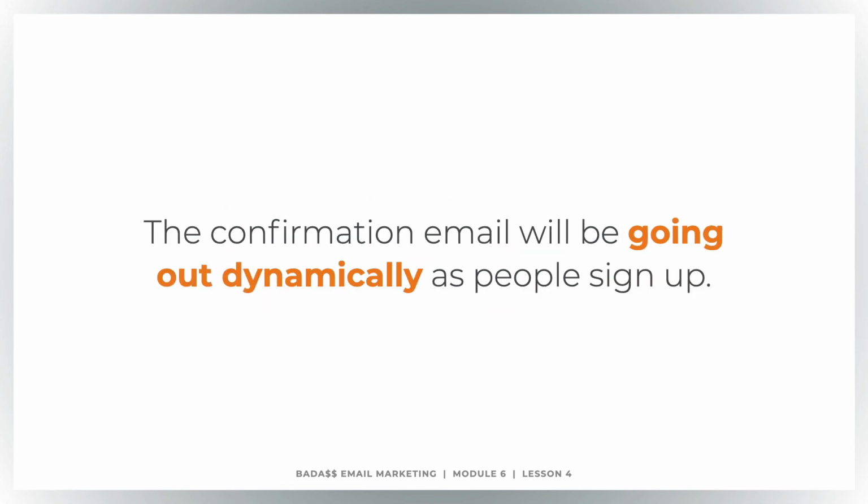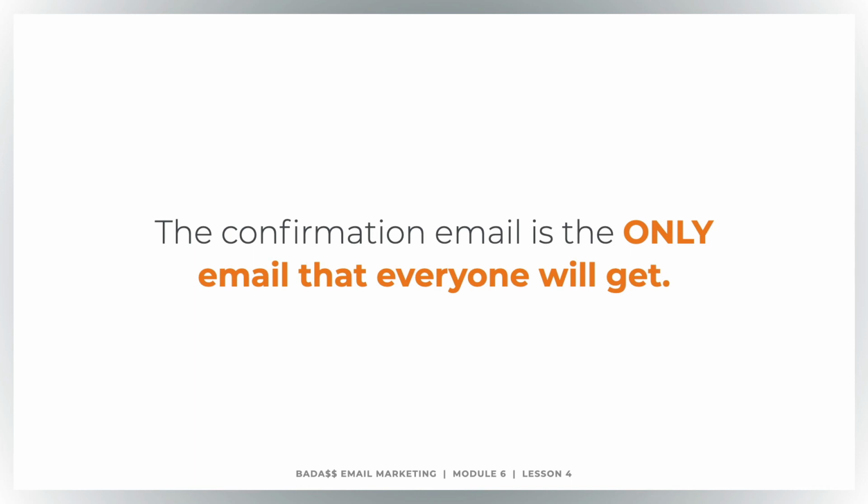The confirmation email is going to be going out dynamically as people sign up. So remember that it's happening all over the place. It can't be set for a particular time or written for a particular time. It is when they register. And here's a key point I want you to get: the confirmation email is the only email that everyone will get. Most people are likely to get the confirmation and at least the 15-minute reminder email. But theoretically, someone could register within that 15-minute period, so the confirmation email could be the only email they get.